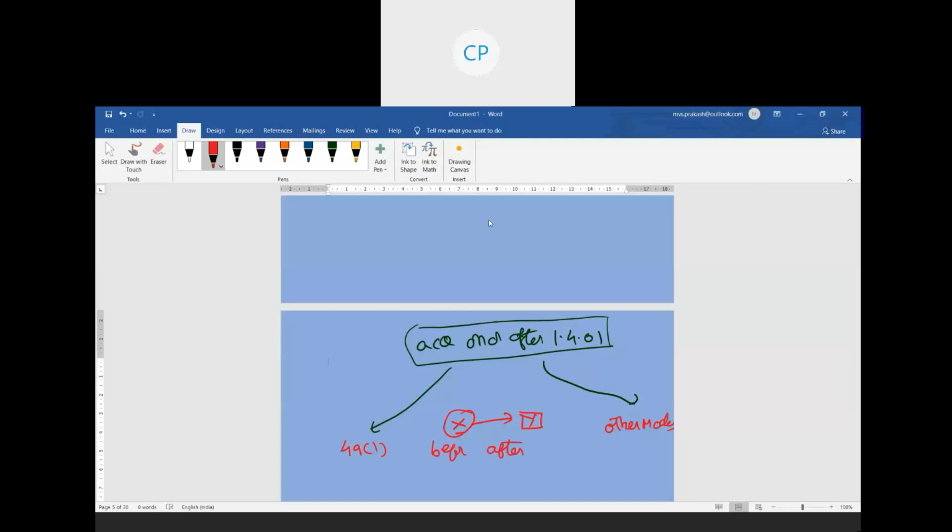Previous owner purchasing the asset before 1st April 2001, one category. Previous owner purchases the asset after 1st April 2001, the other category. So in this, again I need to divide that under two different categories. Now let us see what are those.